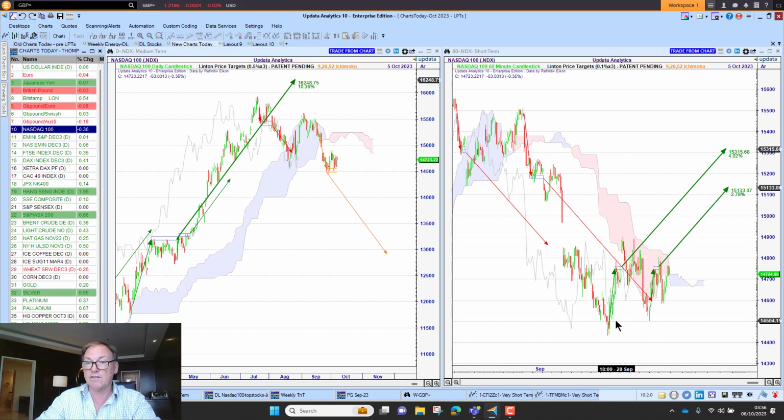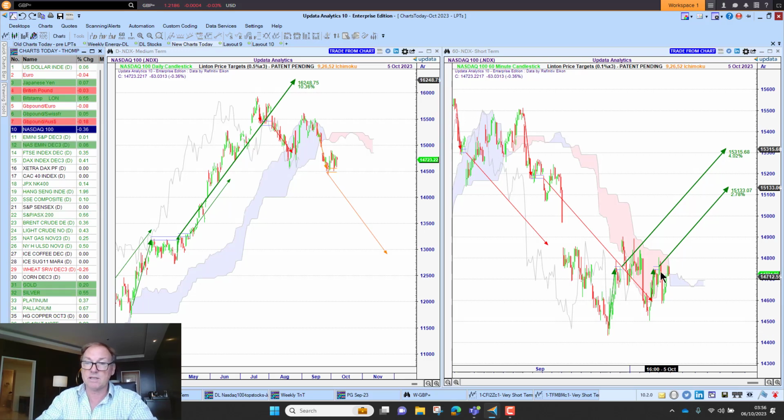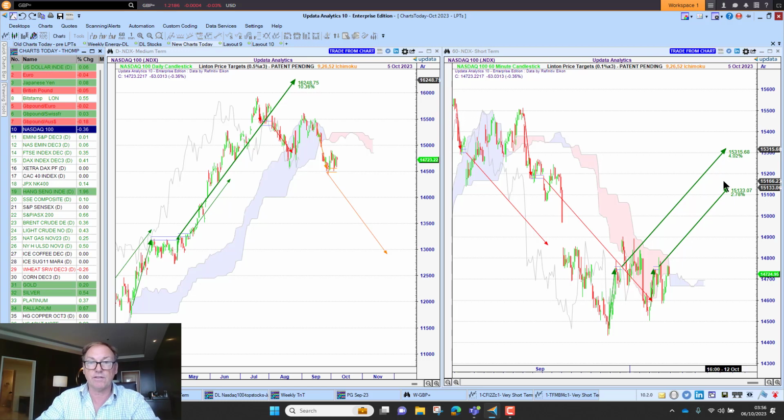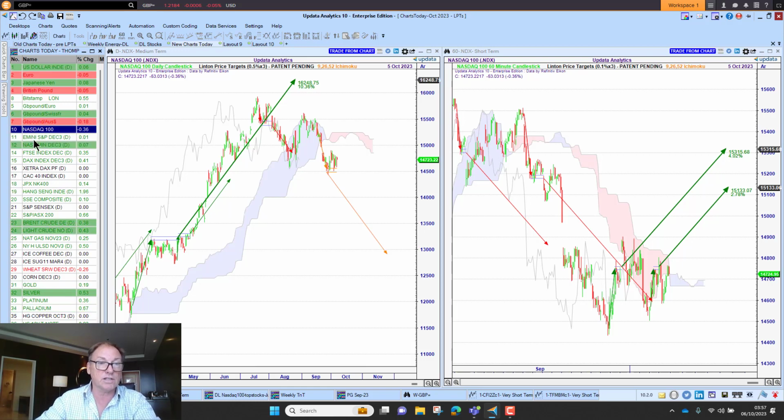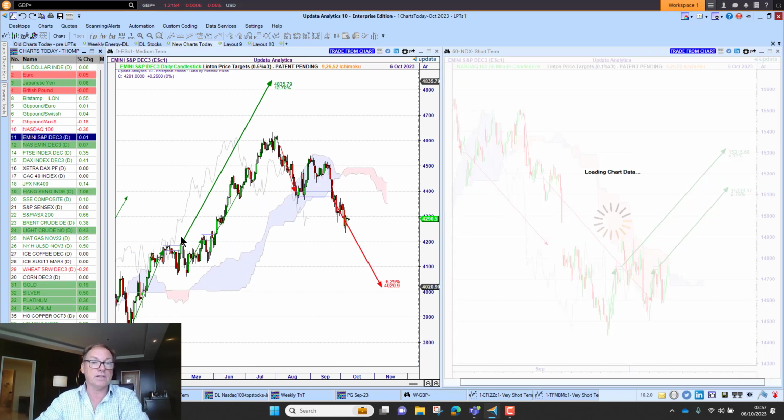Two targets just given, one on the 27th of September and another one yesterday, not quite activated. So that's really quite key, and that's giving us target levels back into the sort of 15,000 level. We are moving below the cloud there on the Nasdaq, so that is quite interesting, and we'll look at some of the constituents towards the end of this video.